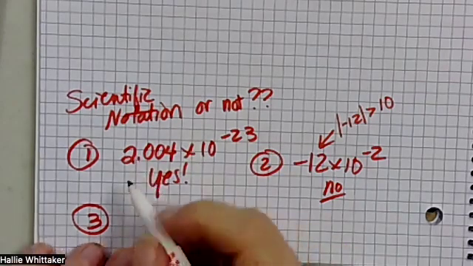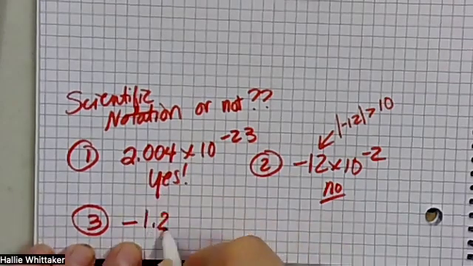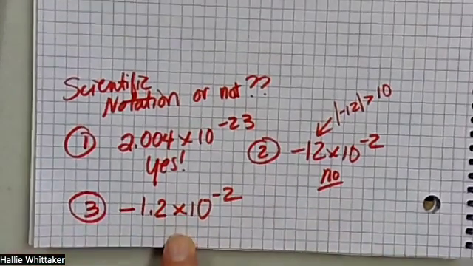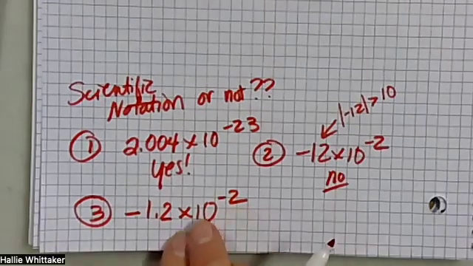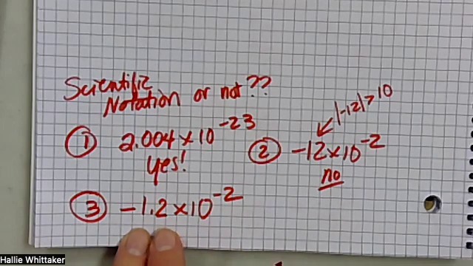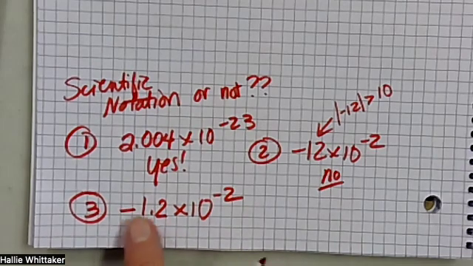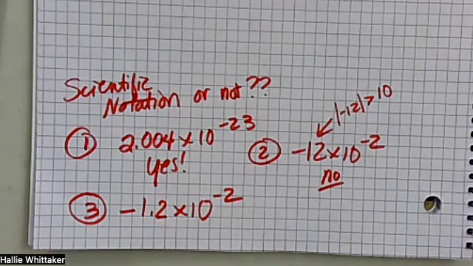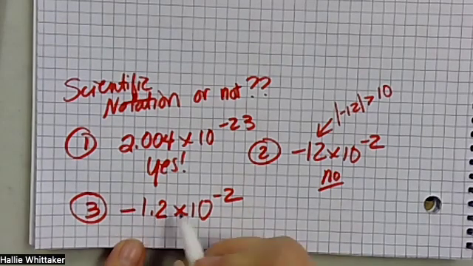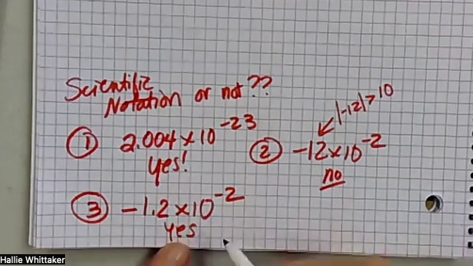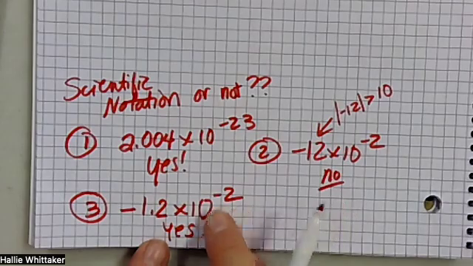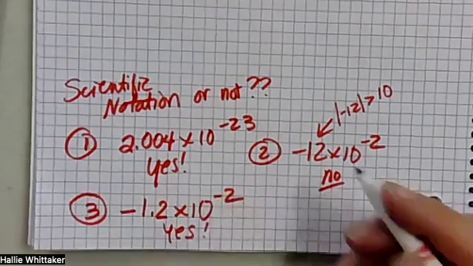Okay. Number 3, what if I give you negative 1.2 times 10 to the negative 2? Is this one in scientific notation or not? Yes. Yeah, it is. The absolute value of negative 1.2 is greater than or equal to 1, but less than 10. So this one actually is okay. Yeah, you're good. And our times 10 to the negative 2, that's fine.